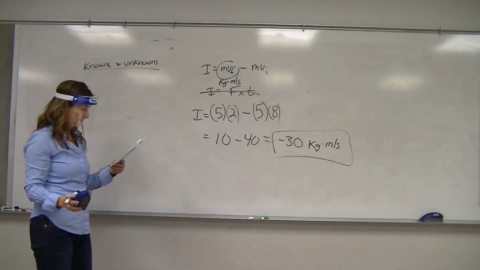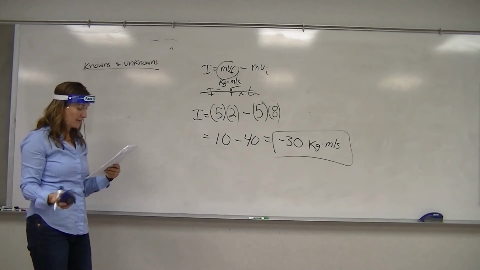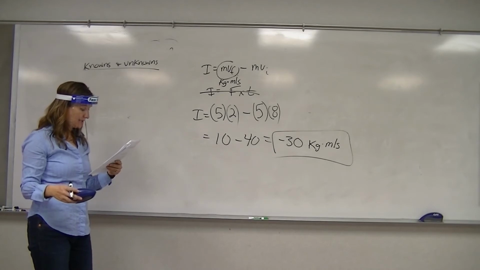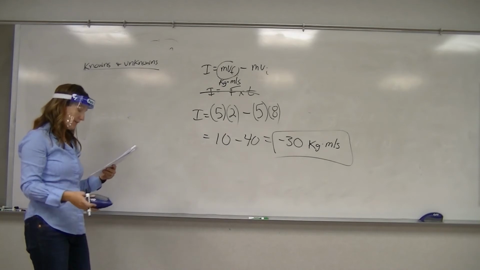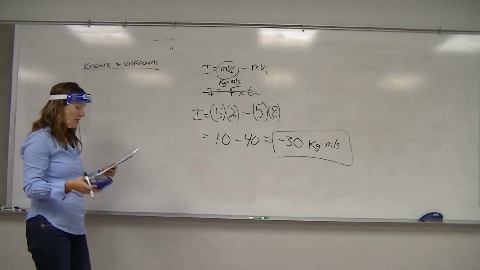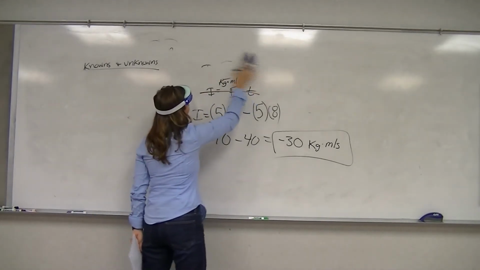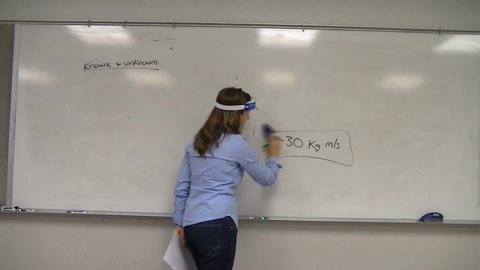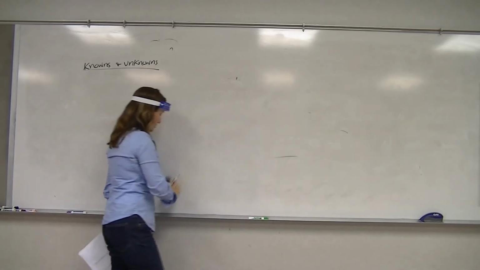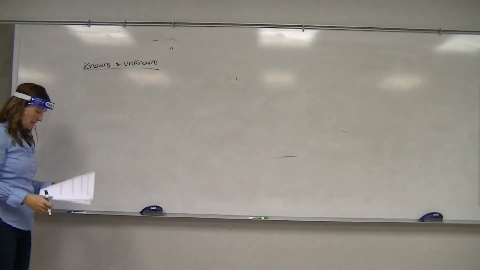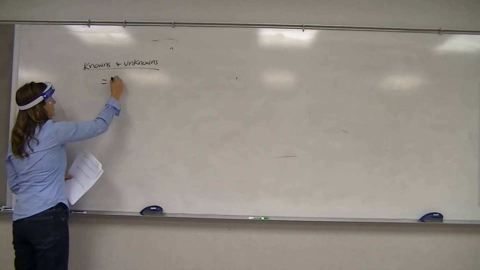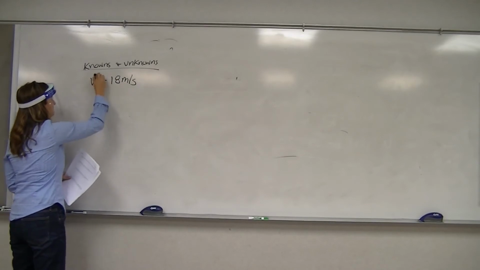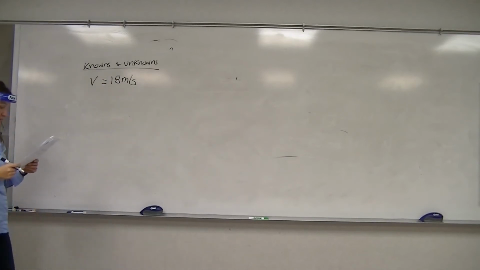So, 7. We have a collision. A car at 18 meters per second rear ends a stationary truck. They lock bumpers and move off together after the collision. You get the mass of the car and the mass of the truck, and it asks us to calculate their final velocity. So, knowns and unknowns. We have a car at 18 meters per second. So 18 meters per second is a velocity. It hits a truck, they lock bumpers, move off together.